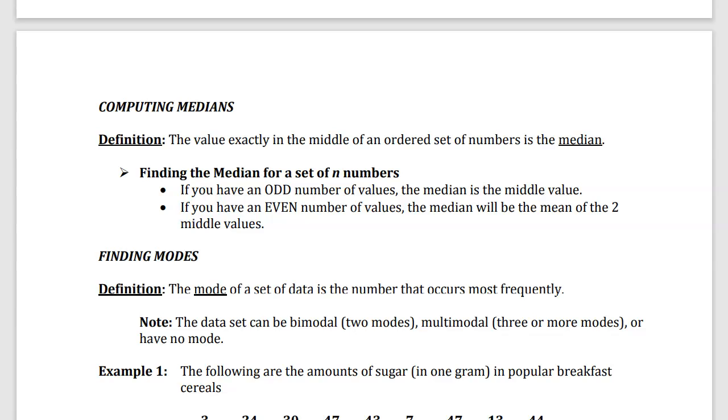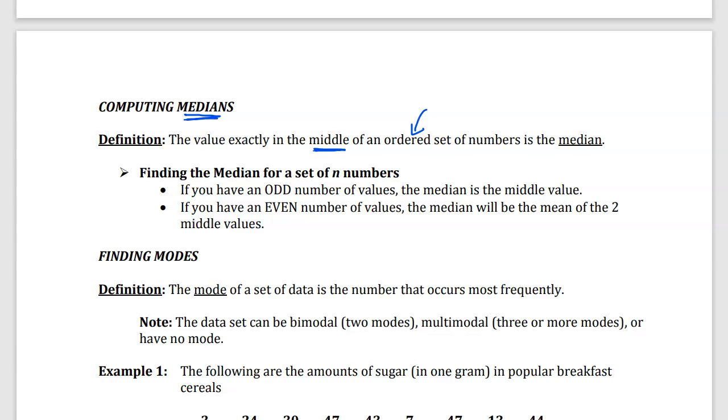Now let's look at the next two types of central tendency. The next one is median. The median is the exactly middle number, but you have to be careful. The numbers have to be in order first, okay? So when you're putting these in order, you have to make sure things are in order first.